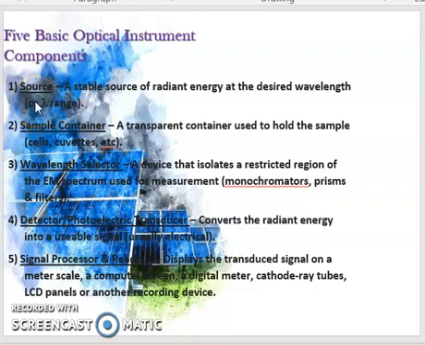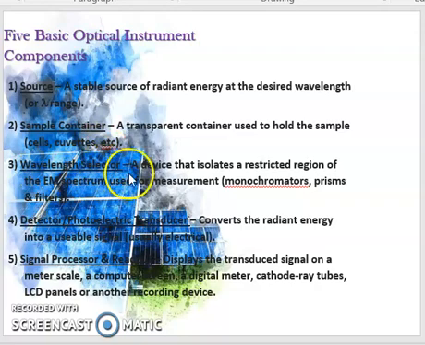The first one, we must have a source. The source must be a stable source of radiant energy at the desired wavelength, or lambda, or lambda range. The second one, we must have a sample container. The sample container must be a transparent container to hold the sample. Normally we call it cell or cuvette.